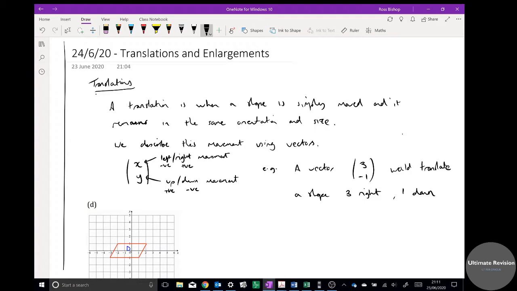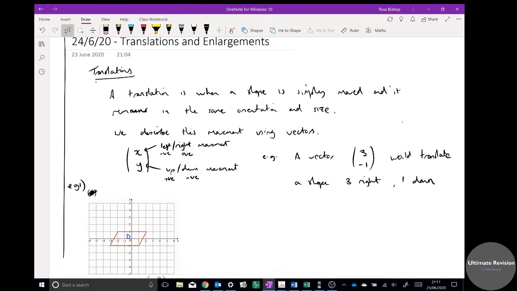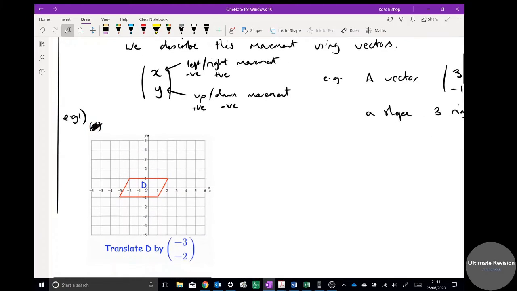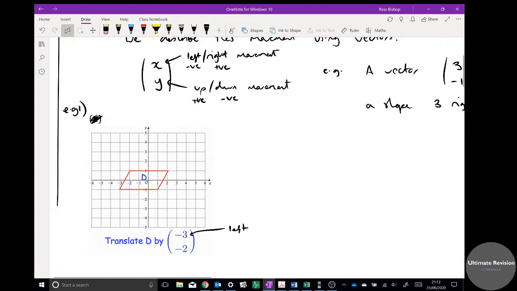So a little bit of notes there, so you might want to pause the video at this stage, but we're going to look at an example now, example 1. Do pause the video if you need to and copy those down. This is the sort of question you might be faced with even at GCSE. It says translate D, which is this shape, by minus 3, minus 2. Now, the top number, that is left and right, and that's left because it's negative, and that means it's going to go down 2 units because that's the bottom number, and it goes down.